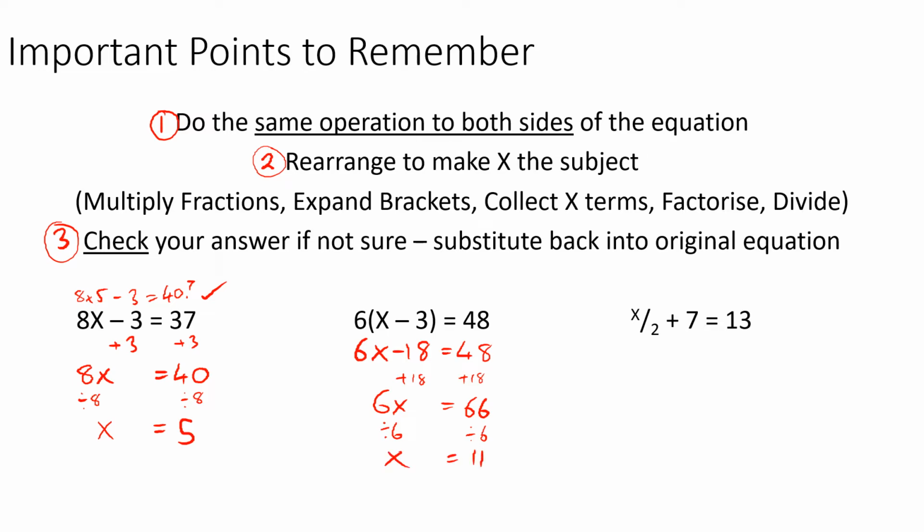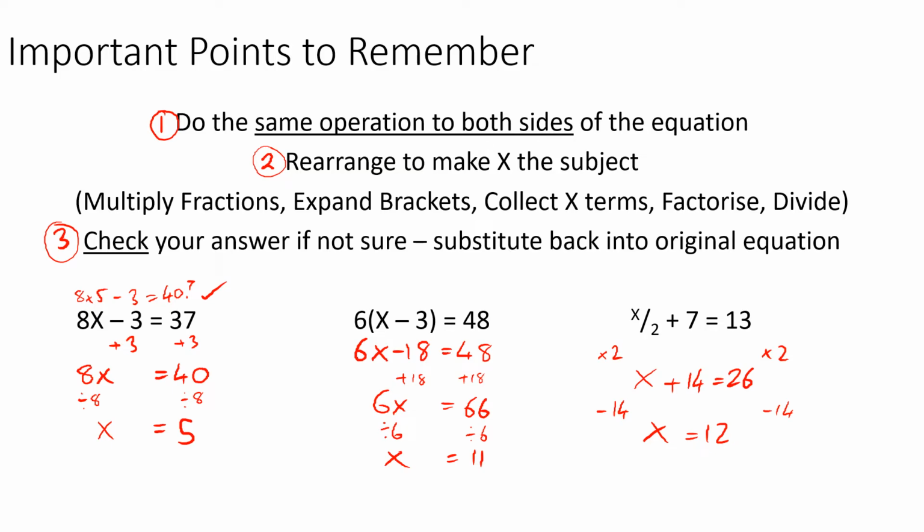So the last one, there are a couple of ways you can do this. I think a lot of people would maybe take away the 7 first and then double, and that's fine. I'm going to show you how you could do it another way though. We can double everything on each side, and if we do that, the x over 2 will just become x, the 7 will become 14, and the 13 will become 26. And then we can take away the 14 that we've got there, so we'll end up with x equals 12. If you were to take away the 7 and then double, you'd end up with 12 as well.